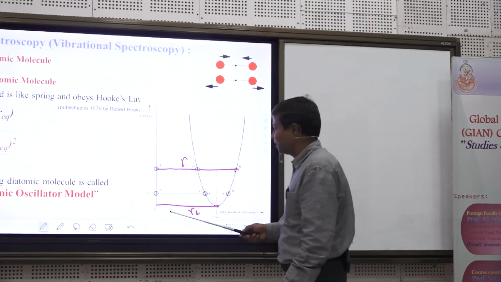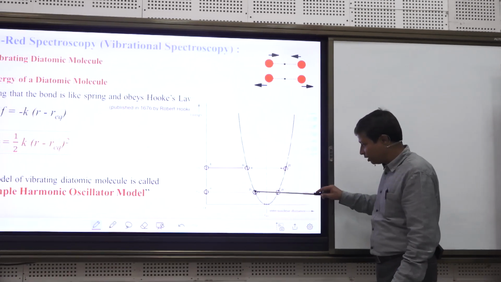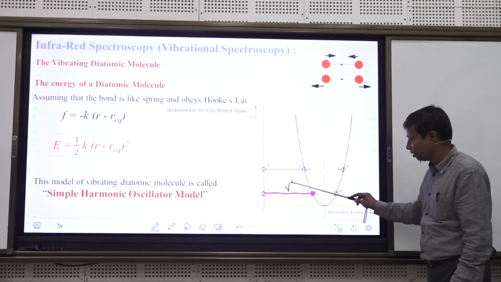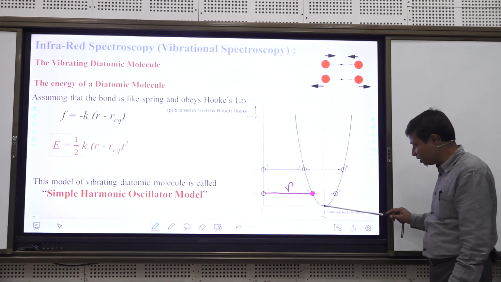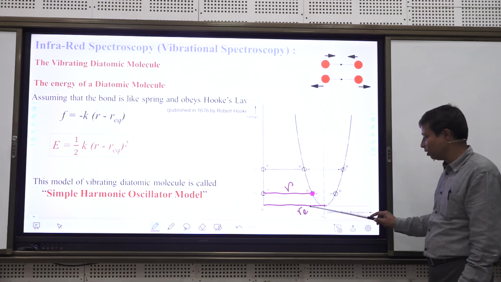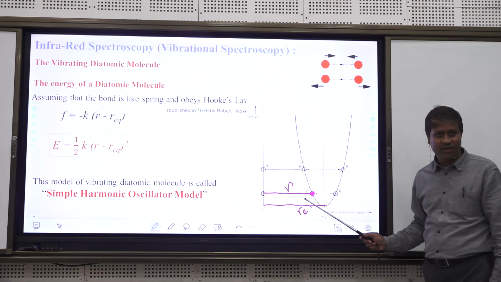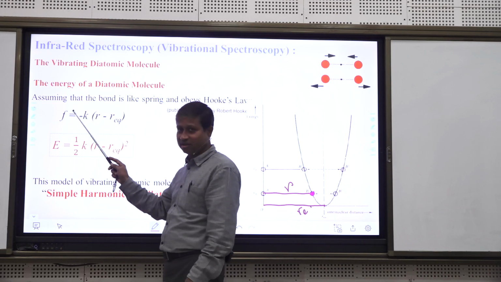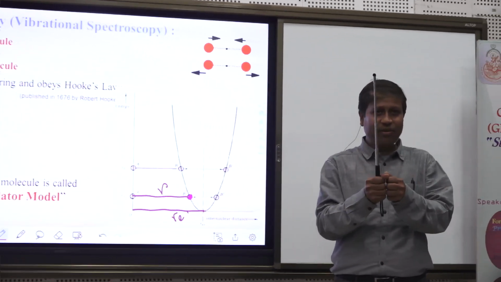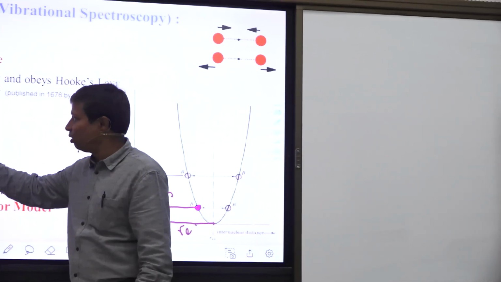In the opposite case, this is R in the compressed condition, and the equilibrium distance is from here to here. So R minus R equilibrium is negative, and with the minus sign it becomes positive. That means instead of attraction, it will be repulsive. This is the meaning of R.